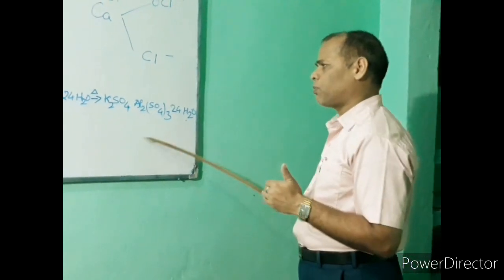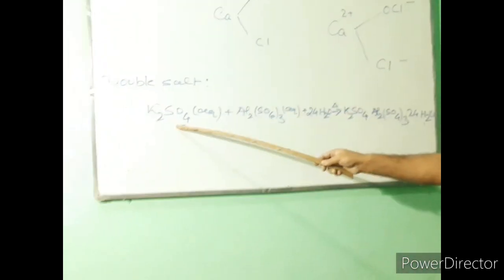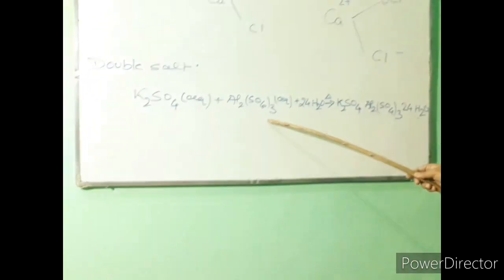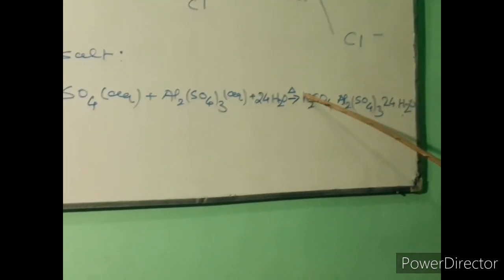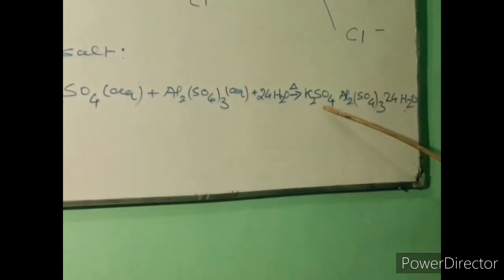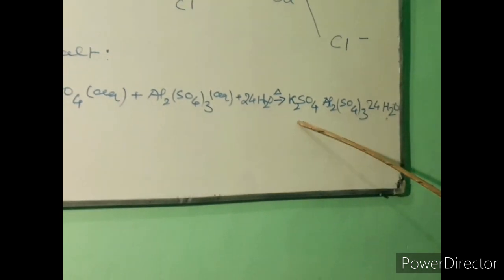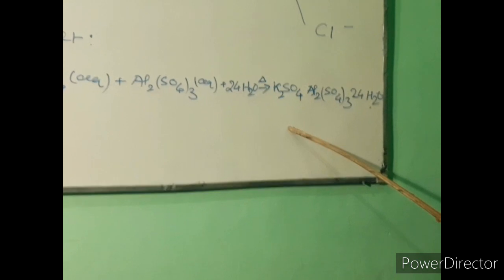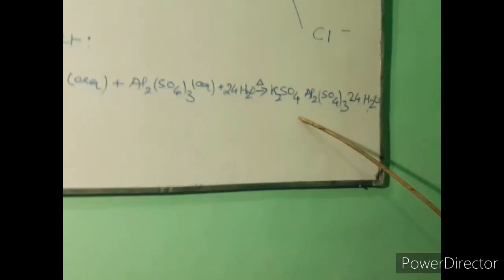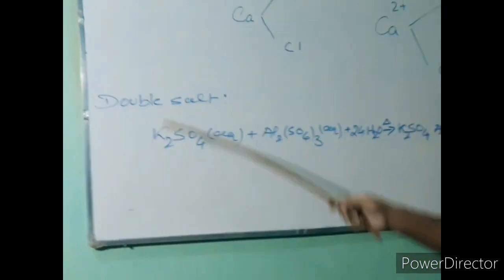The resulting salt formed is an example of a double salt, like an aqueous solution of K2SO4 and Al2(SO4)3. Now, after following the evaporation process, we get K2SO4.Al2(SO4)3.24H2O. It is called potash alum. Commonly, it is called fitkari. So it is an example of a double salt. Mohr's salt is also an example of a double salt.